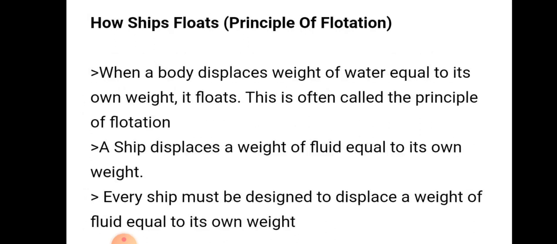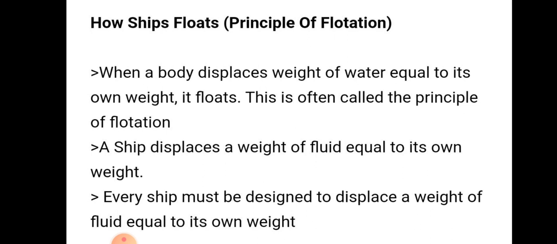How does a ship float? That means the principle of flotation. When a body displaces weight of water equal to its own weight, it floats. This is known as the principle of flotation.